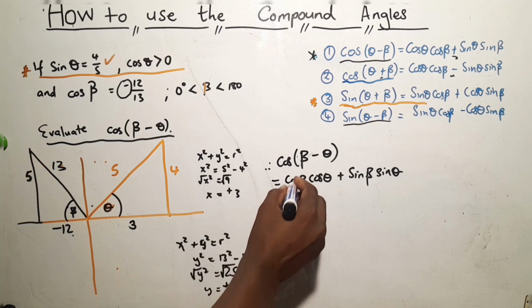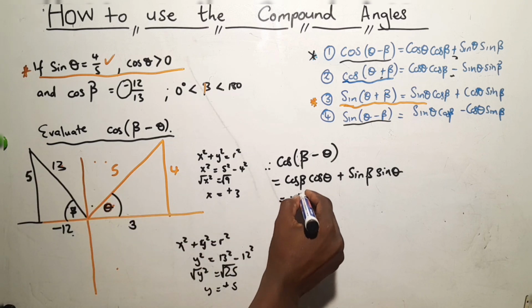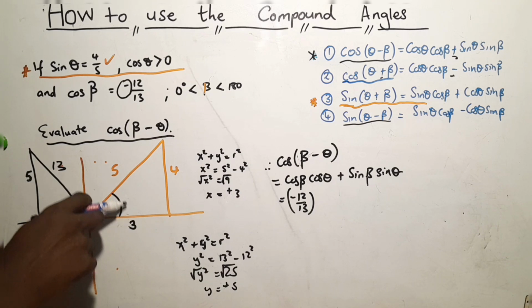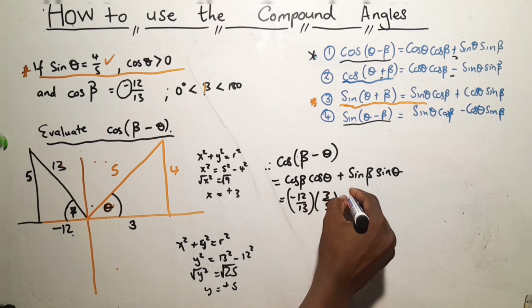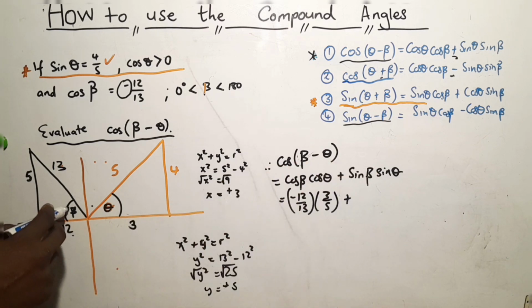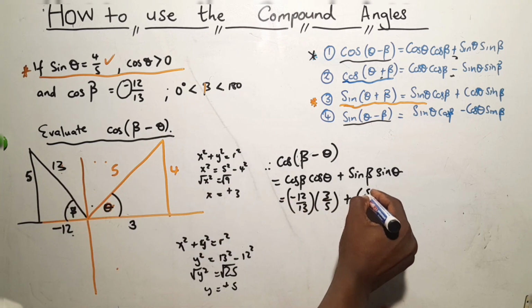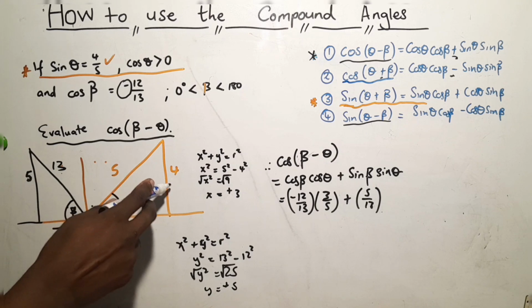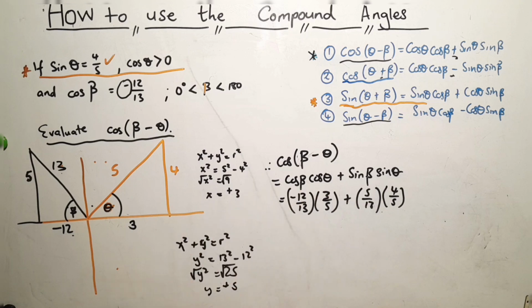What is the value of cos beta? Cos beta is adjacent over hypotenuse, so that's -12/13. And then cos of theta is adjacent over hypotenuse, so that's 3 out of 5. And sine of beta will be the opposite over the hypotenuse, so that's 5 over 13. And the sine of theta is opposite over hypotenuse, so that's 4 over 5, right?